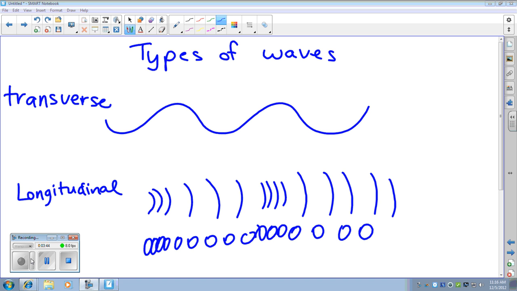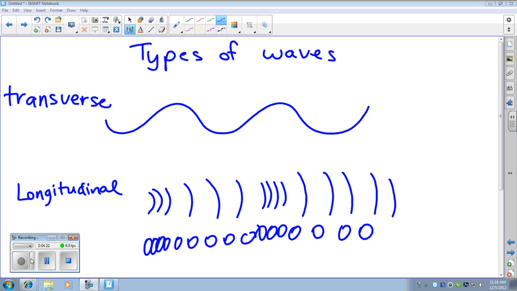Now let's talk about two types of waves. The two types of waves that we'll be focusing on mostly in this chapter are going to be transverse waves, which are up and down waves, kind of the elementary definition. But the more specific definition is that the wave motion is going to be perpendicular to the wave propagation. So the wave is being generated from the left and it's moving to the right. However, the motion of the wave is going up and down. So the motion of the particles is perpendicular to the direction of wave propagation.